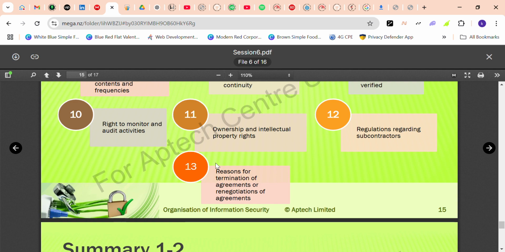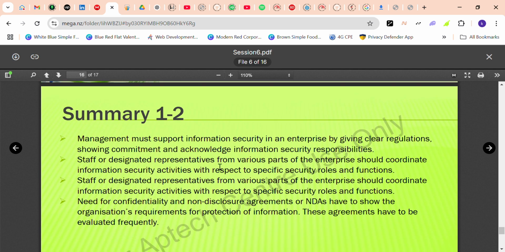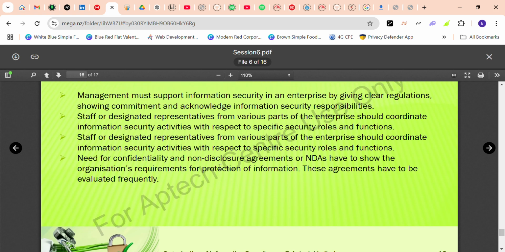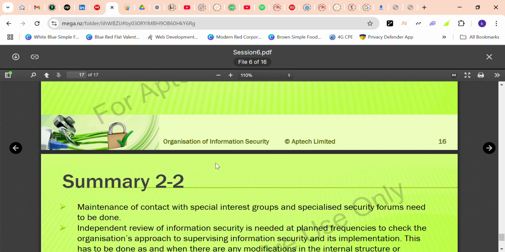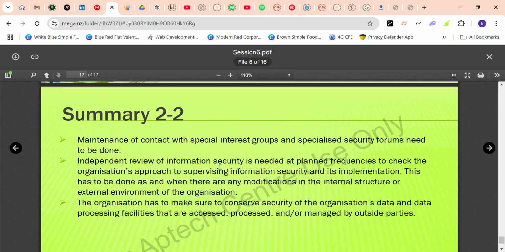So this marks the ending, the summary of today's class, which is management support. Management must support information security in an enterprise by giving clear regulation and so forth. This is the end of today's class.